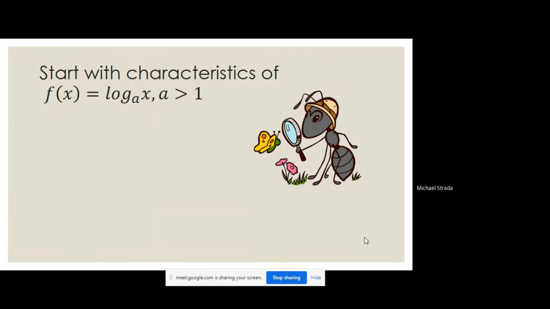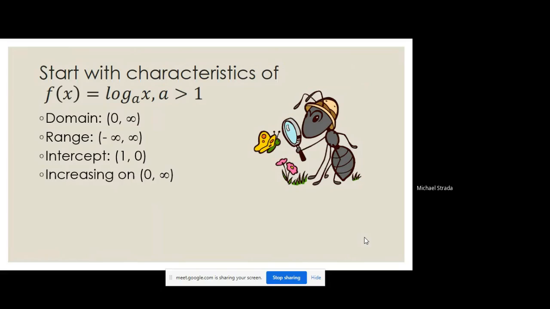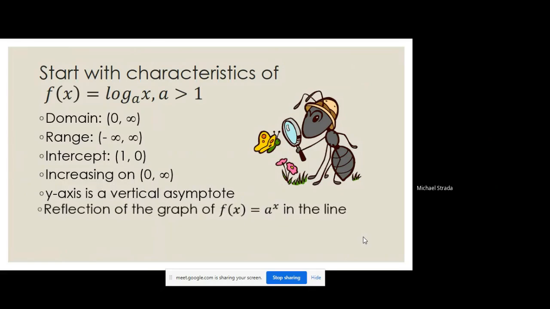So we'll start with the characteristics, and this is just a review of everything we did. All right, for you guys that are here Friday, for guys that are home Monday. So that's everything you can fill in.